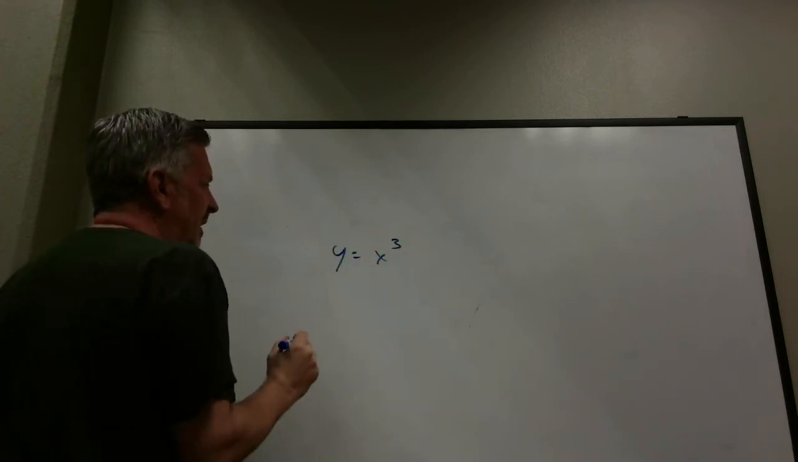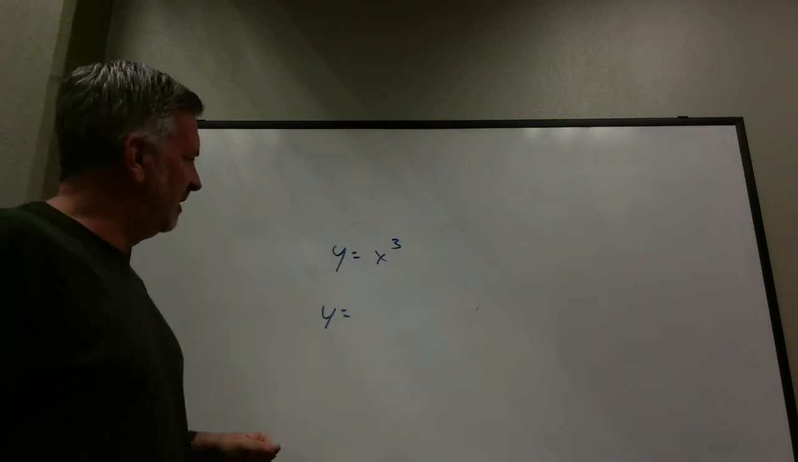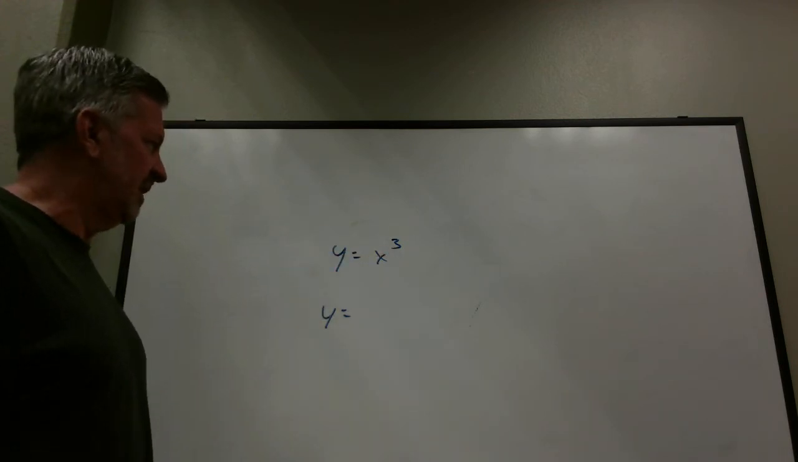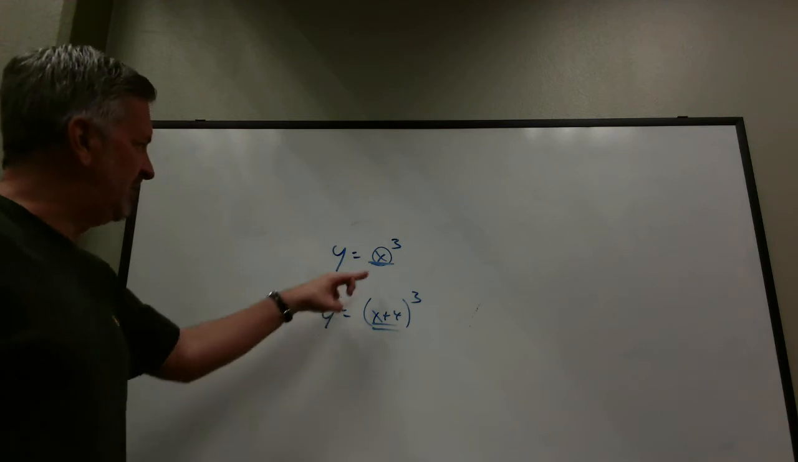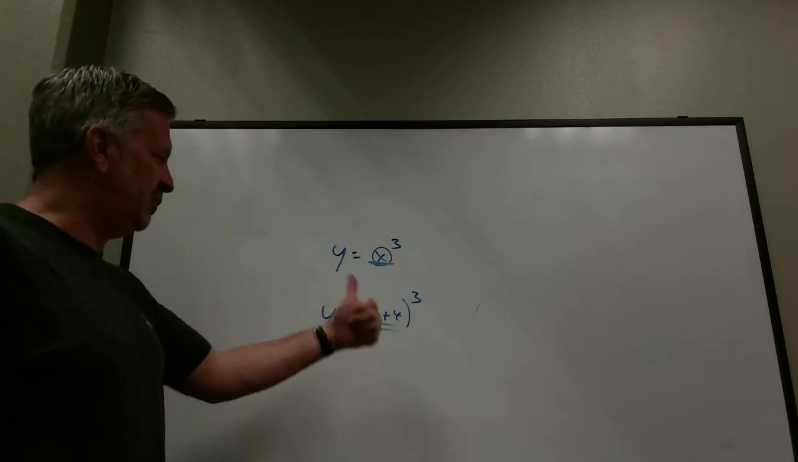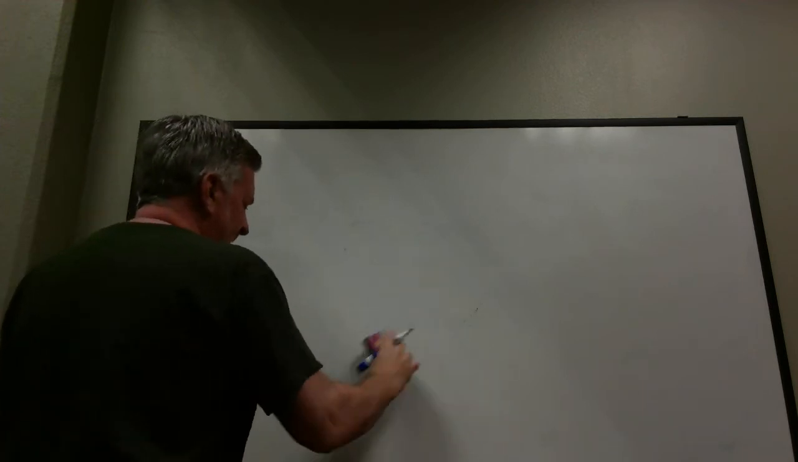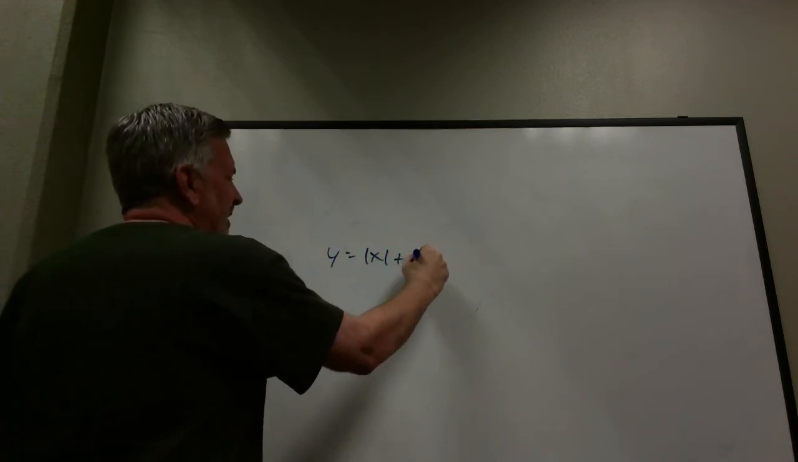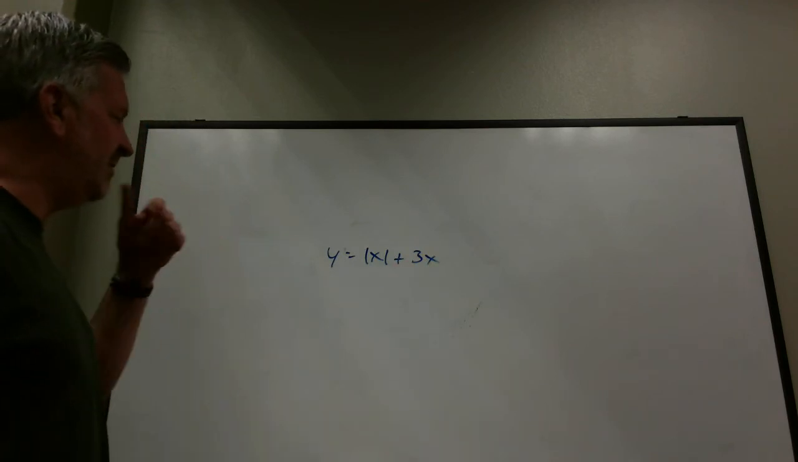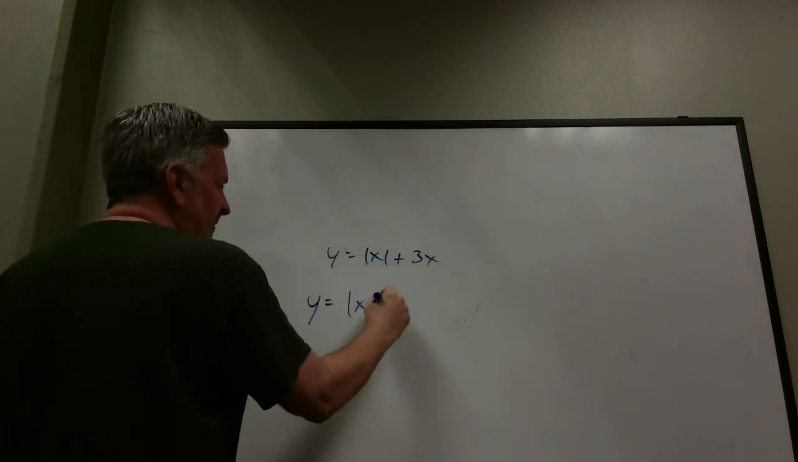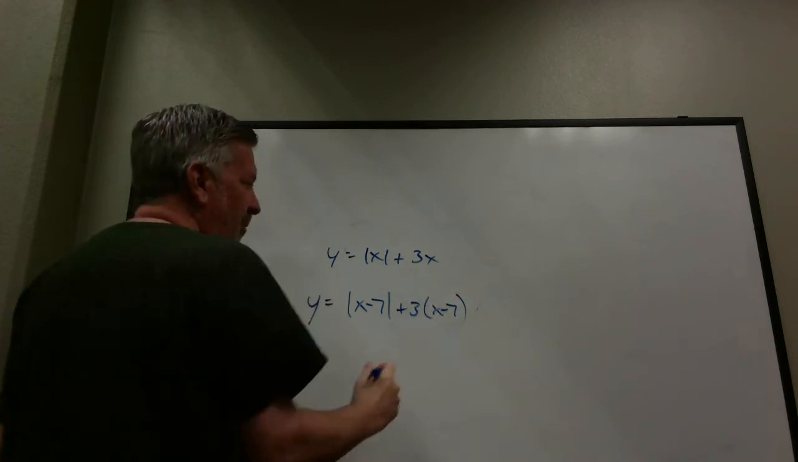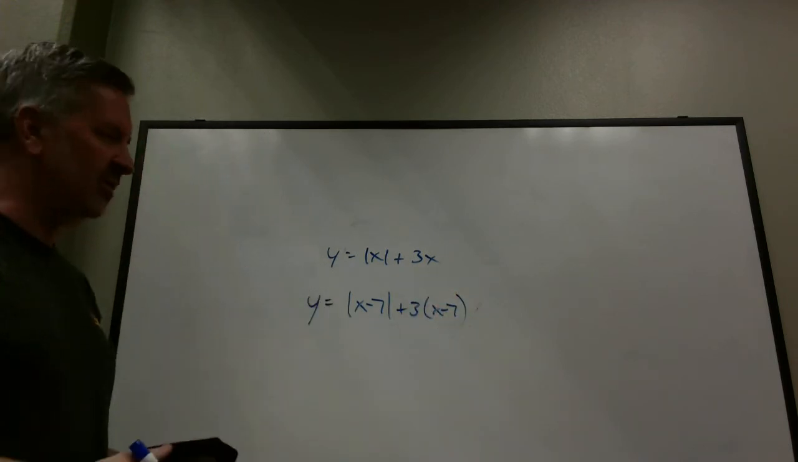Or likewise, what if I had y equals x cubed? What would you have to do to this function to get the graph to shift to the left 4 places? You have to replace x with x plus 4. You substitute. The key word there is substitute. That will shift the graph to the left 4 places. What if I had y is absolute value of x plus 3x? What if I wanted to shift the graph of this function to the right 7 places? Everywhere there's an x, you'd replace it. I said right 7, so you have to replace x with x minus 7, and you have to replace every x with that. So that's what we did several sections ago, the horizontal translations. It's the exact same thing here.